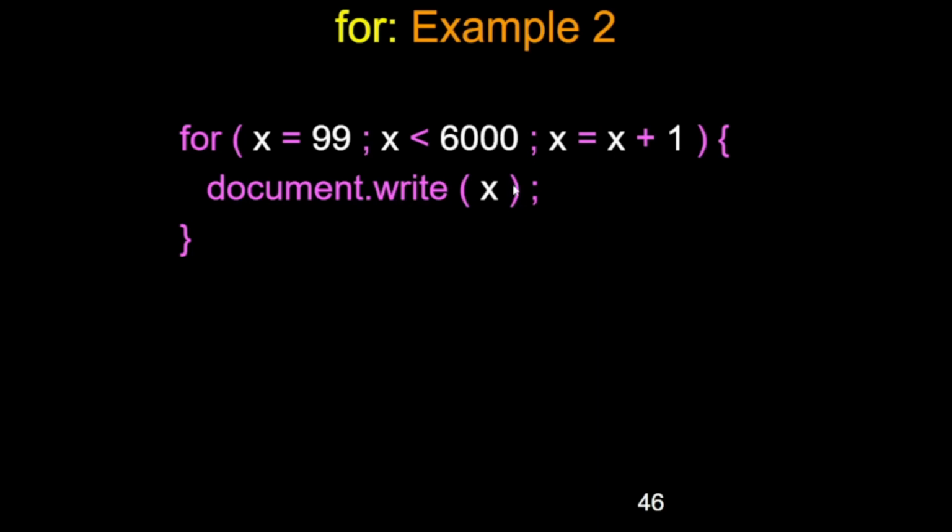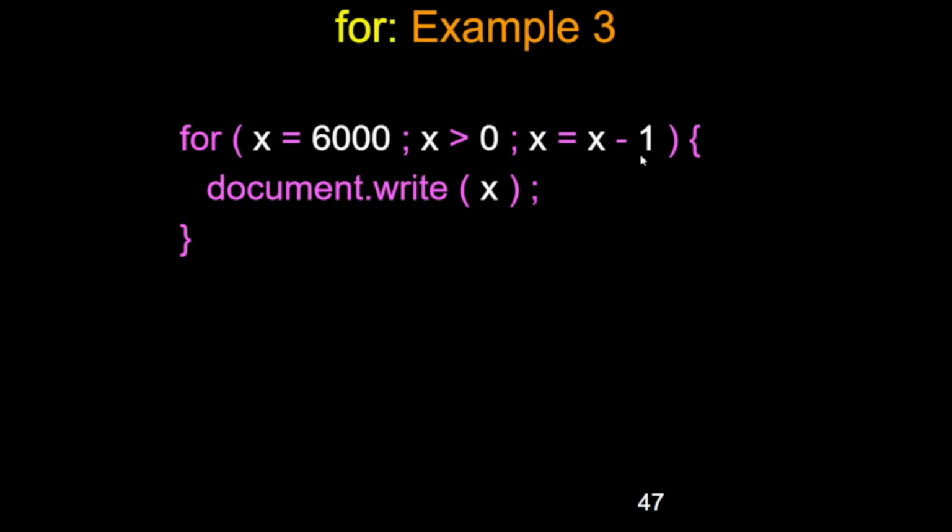Here's example 3. This time I want to decrement the value of x. Starting from 6,000, the test condition is that x must be greater than 0, and the update is x equals x minus 1. So I am starting with 6,000. Since x is greater than 0, I'm printing 6,000. Then I'm decrementing the value of x by 1, and each time the value is decremented by 1.